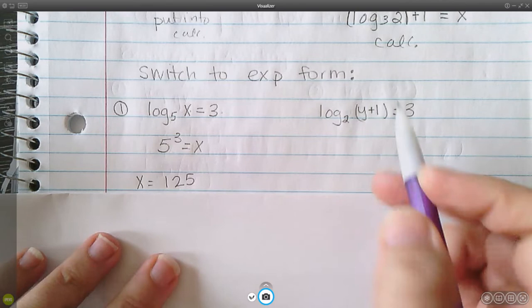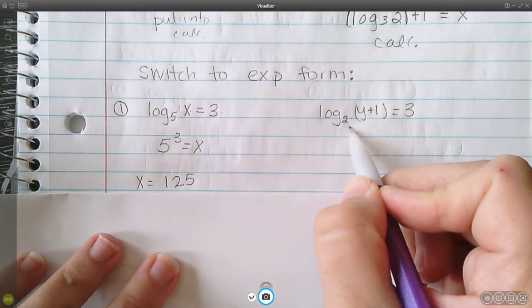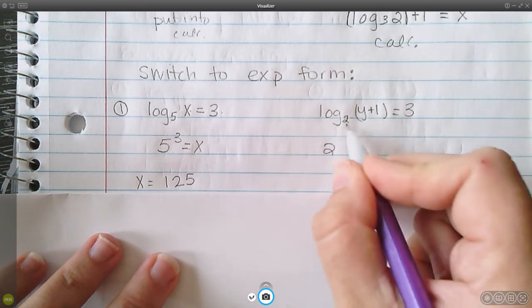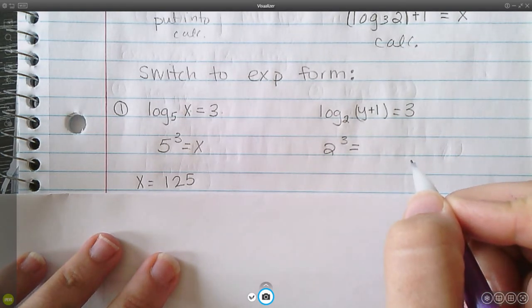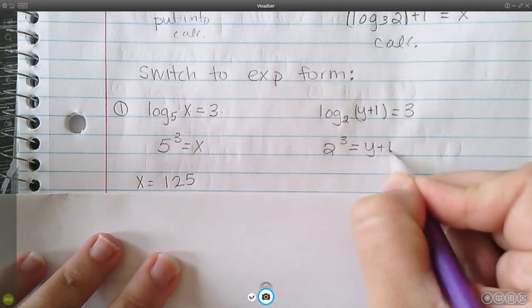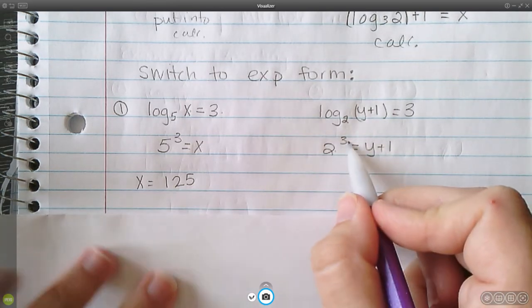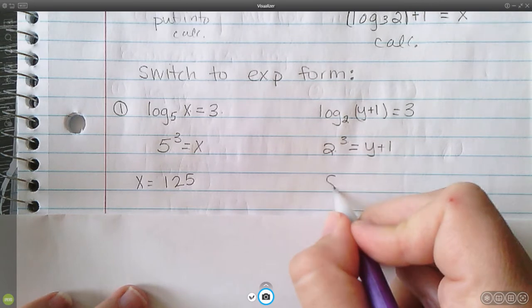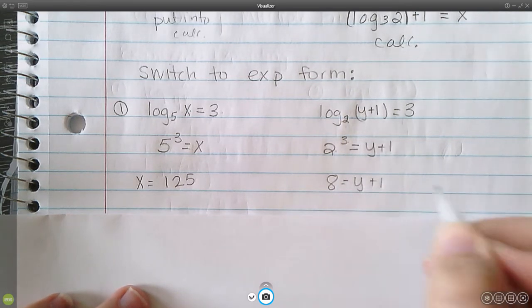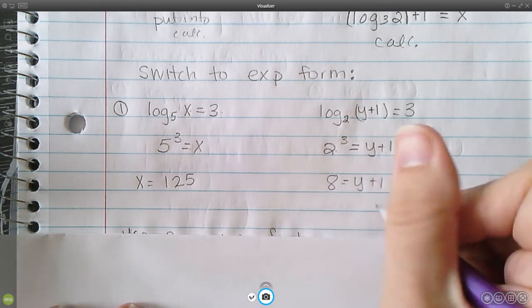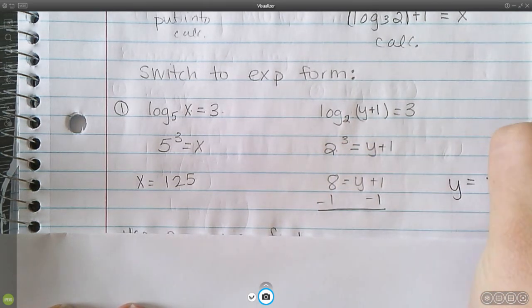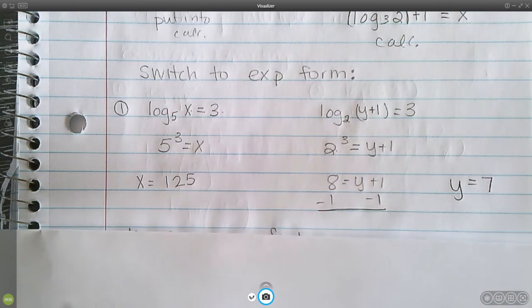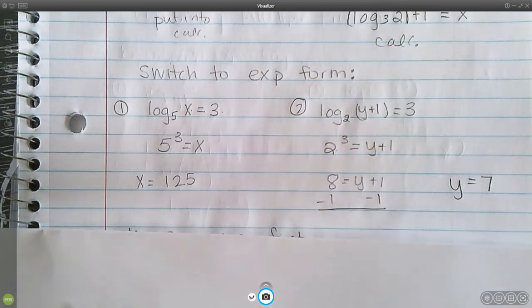Now this one has a weird 1 here, and that's okay. Let's see what it does. If we switch this to exponential form, we'll have 2 to the power of 3 equals y plus 1. Well, 2 to the third is 2 times 2 times 2, which is 8, equals y plus 1. Then you just need to subtract 1 from both sides, and we get y equals 7. That was the second problem.